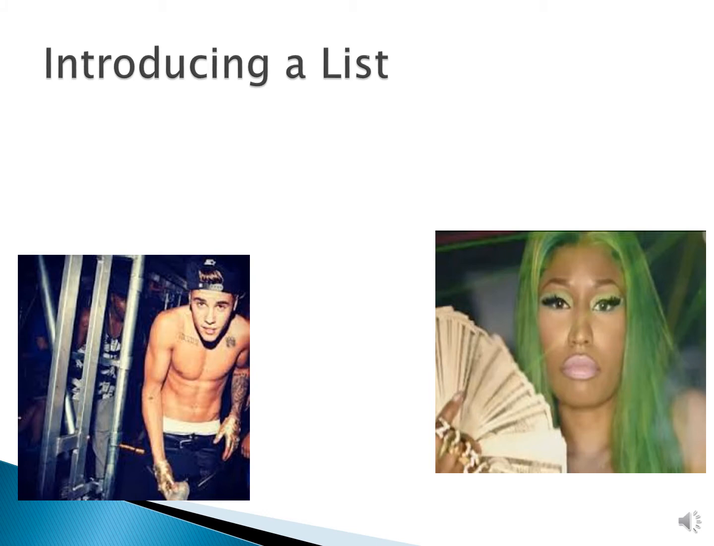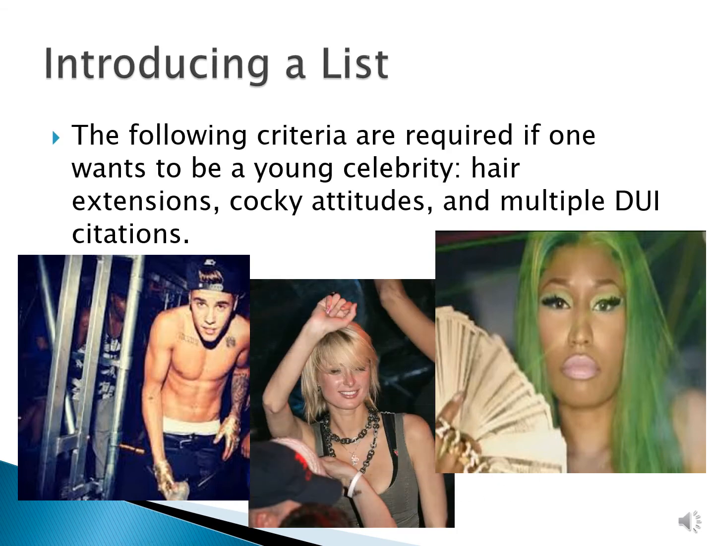Okay, I apologize that some of these references are a bit dated. I don't even know if these celebrities are still with us or what they're doing lately, but here we go. So the first thing that a colon can introduce is a list. This is fairly standard, right? So here's an example. The following criteria are required if one wants to be a young celebrity. So that's a complete statement. And now you're waiting for a list of what those criteria would be. And then we just list them: hair extensions, cocky attitudes, and multiple DUI citations.